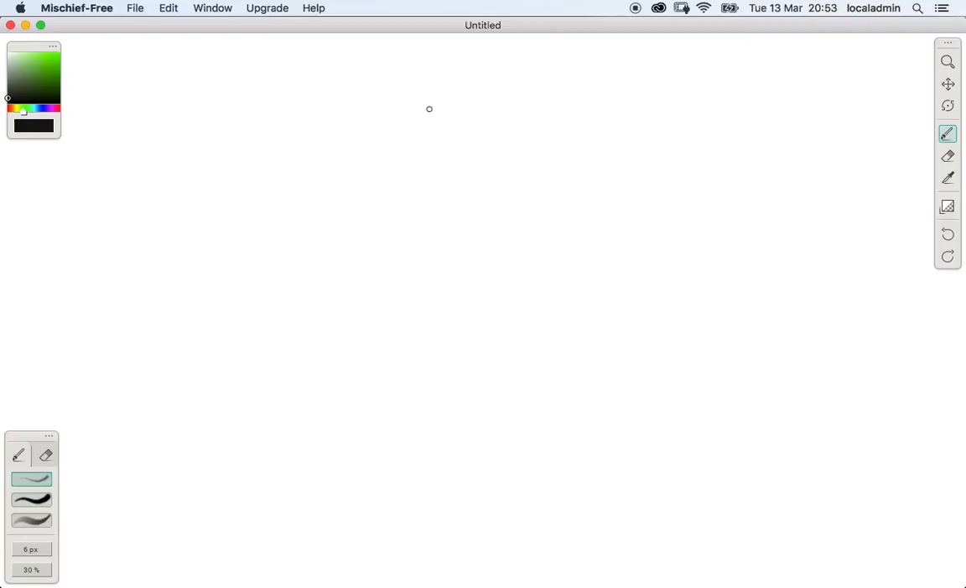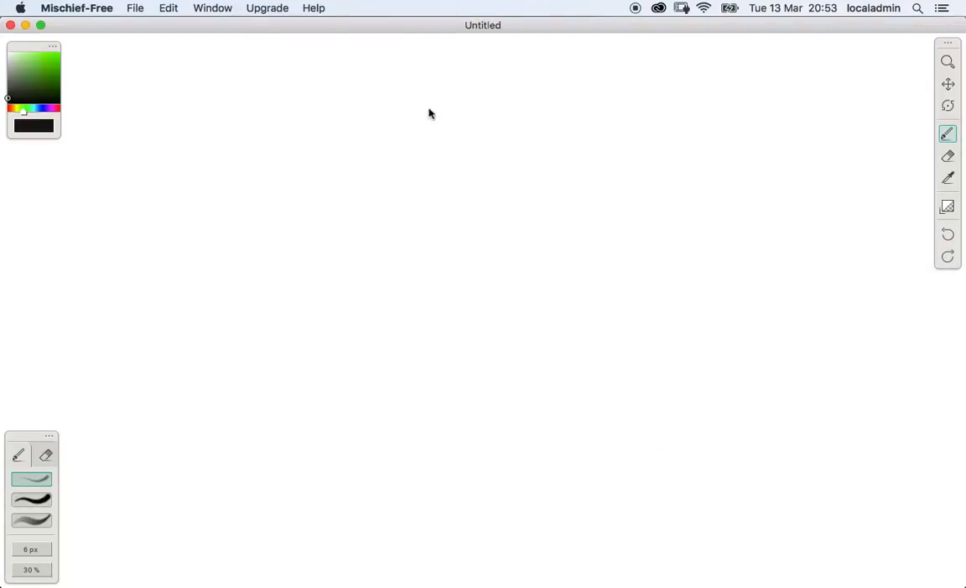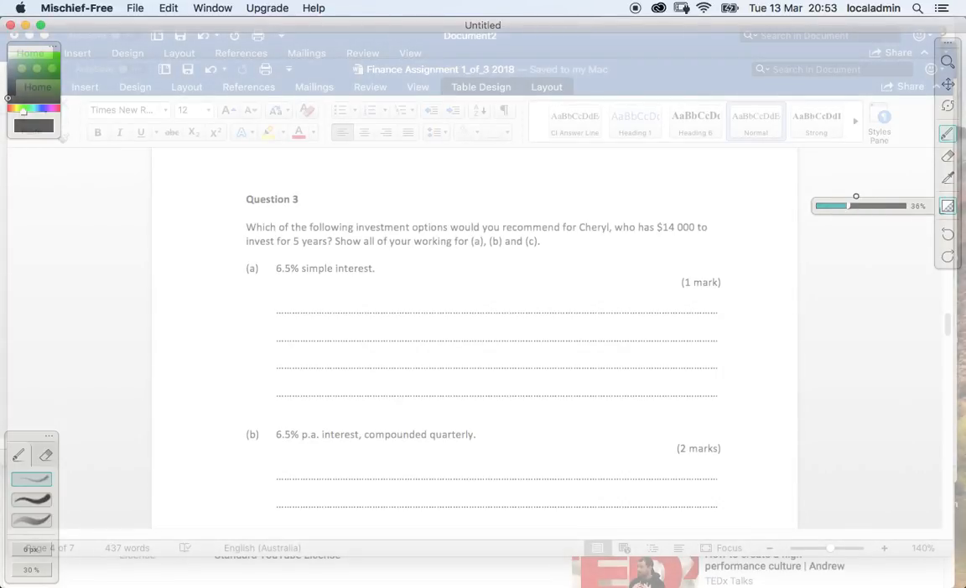So the next question that we've got here is question number 3. Let's go back here and let's change the transparency so we can actually see what's going on. Which of the following investment options would you recommend for Cheryl, who has $14,000 to invest for 5 years? Show all your working for A, B, and C.